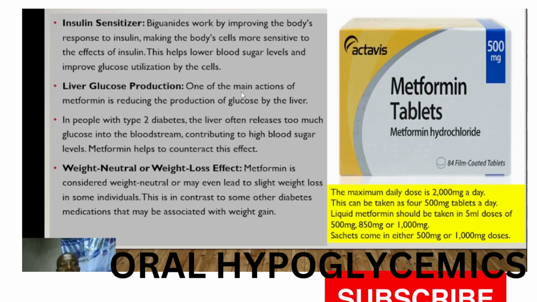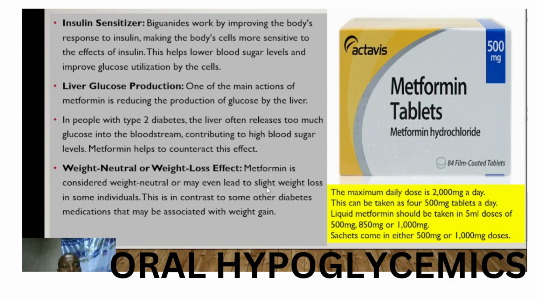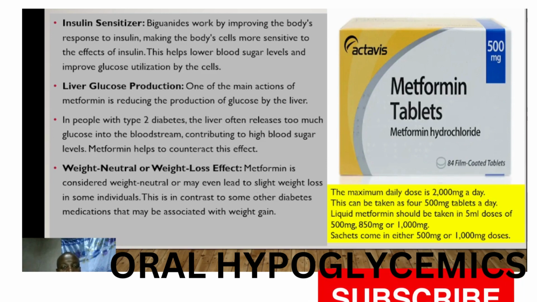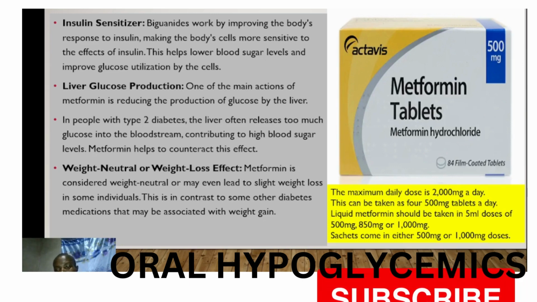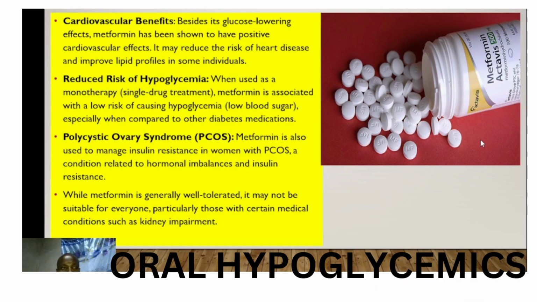One of the main actions of metformin is reducing the production of glucose by the liver, gluconeogenesis. In people with type 2 diabetes, the liver often releases too much glucose into the bloodstream, contributing to high blood sugar levels. So metformin helps to counter this effect. Metformin is also considered weight neutral or may lead to slight weight loss in some individuals. This is in contrast with other diabetes medications that are normally associated with weight gain. The maximum dose is normally 2000 milligrams per day, guys.